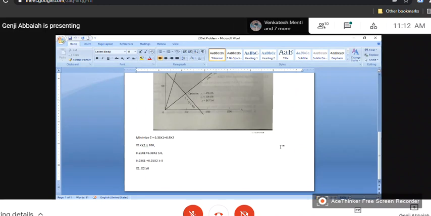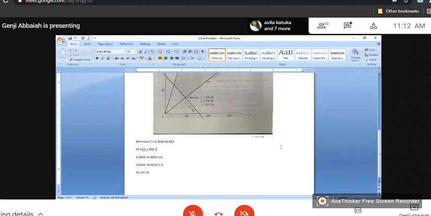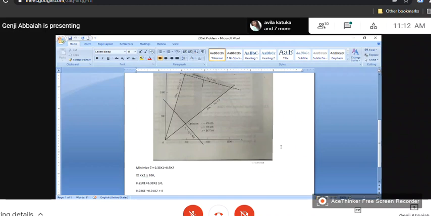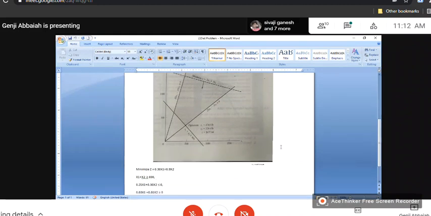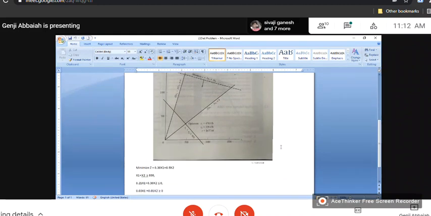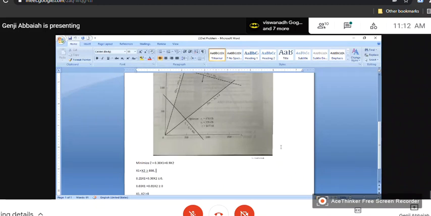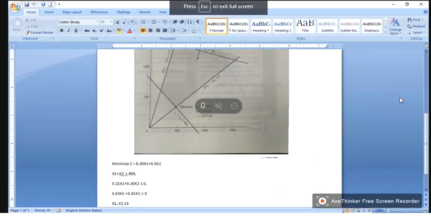There are three constraints. Okay. For each constraint, we have to draw a line. So this line corresponds to greater than or equal, so this is for the first constraint. Okay. This one is for the second constraint, and this one is for the third constraint.